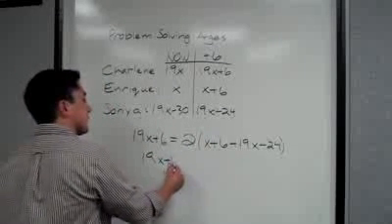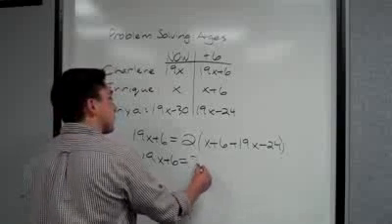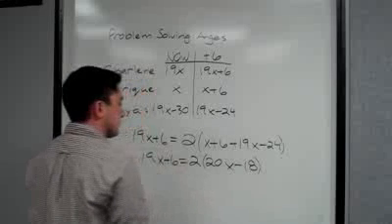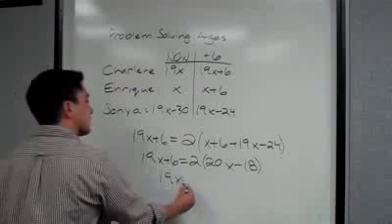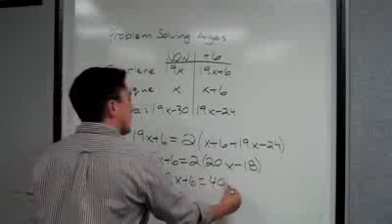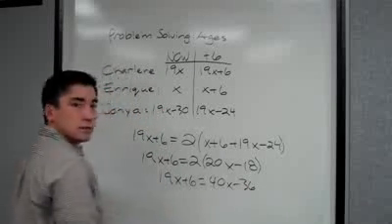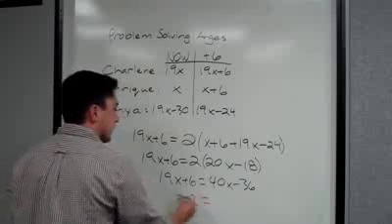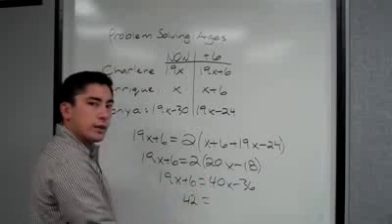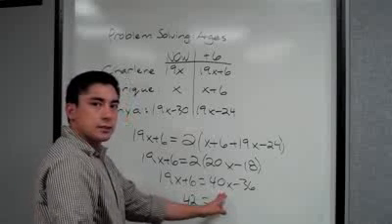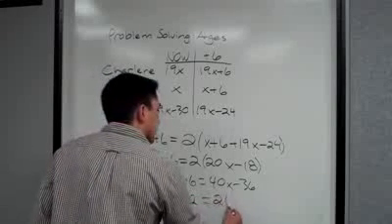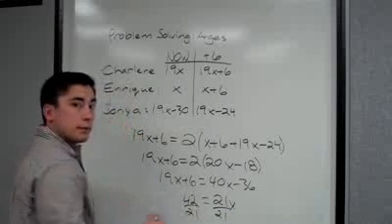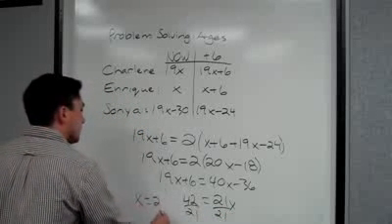We have 19x plus 6. I'm going to go ahead and combine like terms inside the parentheses. So that's 20x minus 18. Then I distribute, so you get 19x plus 6 equals 40x minus 36. I'm going to add the 36 to the left side, which gives me 42. And I'm going to subtract the 19. I'm not going to write it out, so know that I'm subtracting the 19x from 40x, which gives me 21x. And lastly, I divide by 21, and my answer is 2. X is equal to 2.